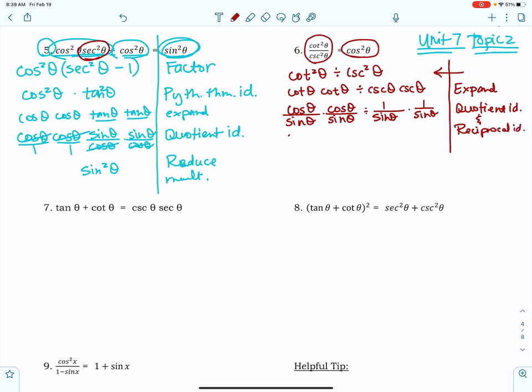Okay, so now what I can do, cosine theta over sine theta times sine theta, oops, I don't know why I did that, times cosine theta over sine theta. Remember, this can be written this way, divided. When you're dividing by this, you can actually multiply by the reciprocal. And then, of course, I'm just going to reduce, and I end up with exactly what I need. So I just reduced. There you go. Easy peasy, lemon squeezy.